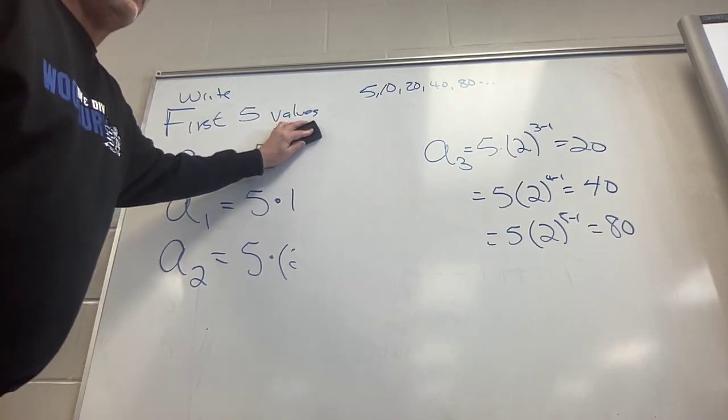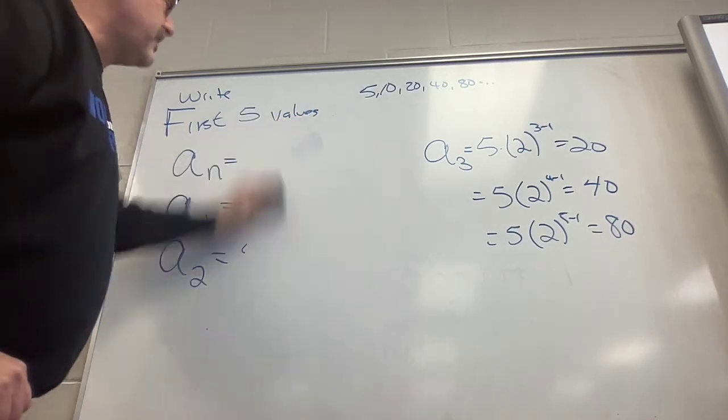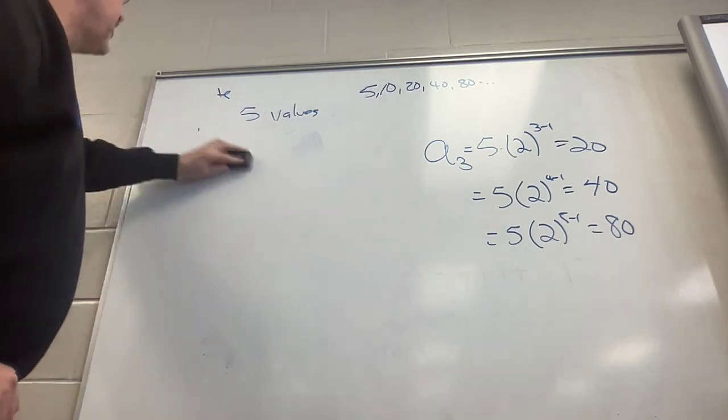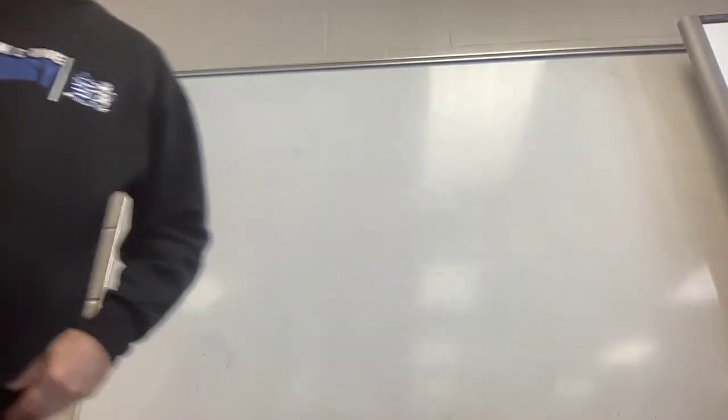Someone said, what if it says list the first 5 on recursive? Is that what someone said? I'm so excited. We're all winners. It's win day. I erased write the first 5 values. And here's what it's going to say. It's going to say something weird.